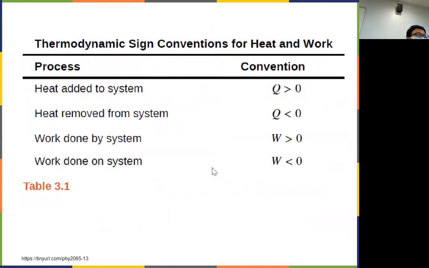Sign conventions: if heat is added to the system, then Q is greater than 0. If heat is removed from the system, Q is less than 0. Work is positive if it's done by the system to the surroundings. Work is negative if it's done by the surroundings to the system, or done on the system.